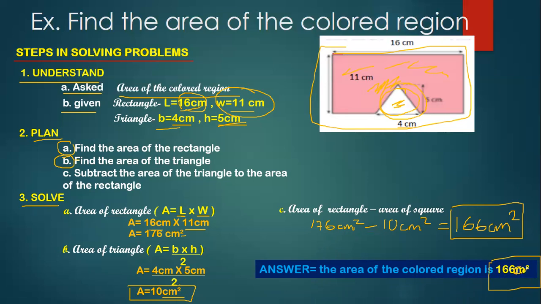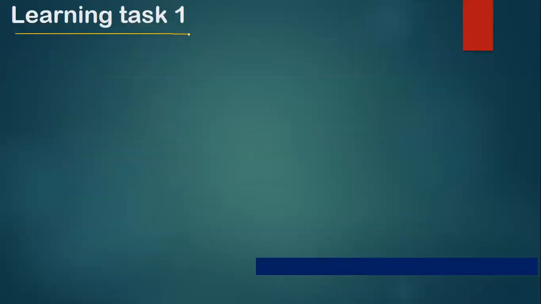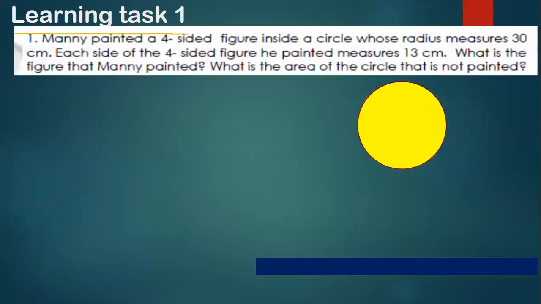Centimeters yan. Okay. Now let's proceed sa learning task 1. Learning task 1. Okay, so ito ang problem. Manny painted 4-sided figure inside a circle whose radius measures 30 cm. Okay, ang radius ng circle is 30 cm. Kailangan yun. So, kapag nagsusolve ng word problems, mas maganda kung i-underline agad yung important details para hindi magkalituhan. Okay. He painted each side of four-sided figure he painted measures 13 cm.